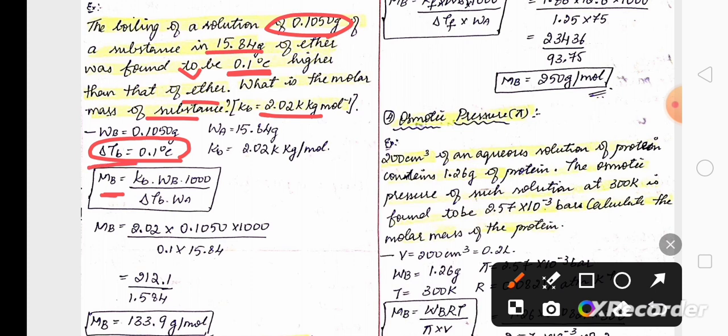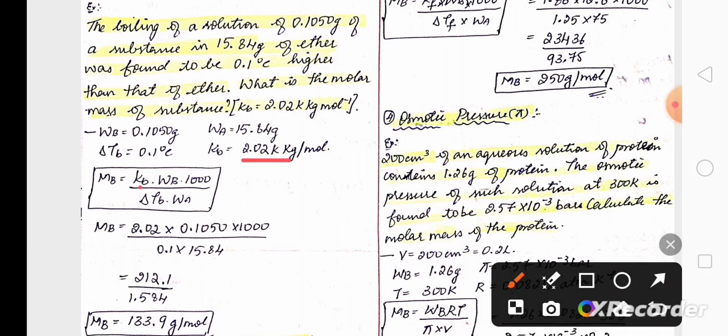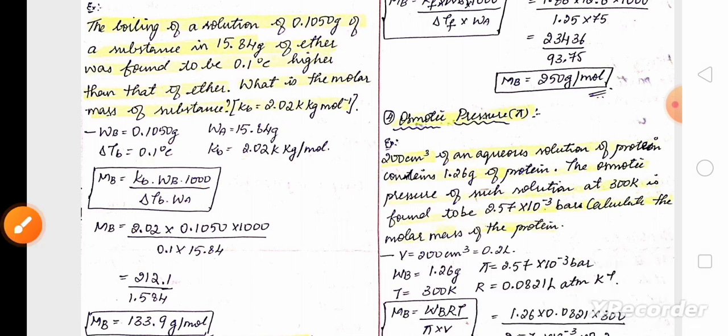We have a formula to find the molar mass by elevation in boiling point. Molar mass Mb is equal to Kb, ebullioscopy constant, into Wb, mass of solute, into 1000, divided by delta Tb, elevation in boiling point, into Wa, where Wa is the mass of solvent. So when we substitute the Kb value, Wb into 1000 divided by delta Tb and the mass of solvent 15.84, you calculate, you will get the answer in grams per mole.